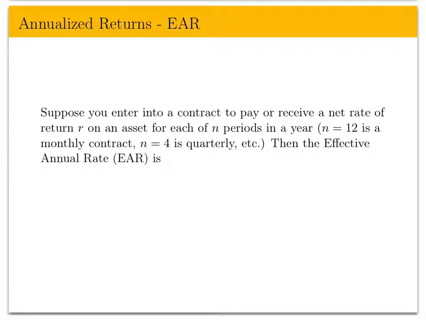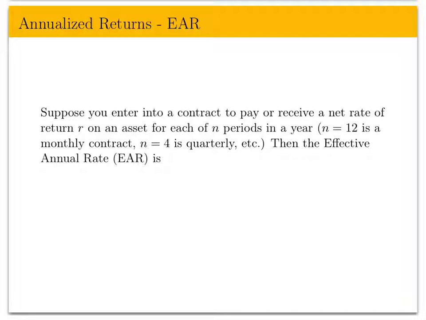Now let's talk about annualized returns. So suppose you enter into a contract to pay or receive, either way, a net rate of return r on an asset for each of n periods in a year. So now if n is equal to 12, that means you have a monthly contract. If n is equal to 4, you have a quarterly contract because you are going to pay or receive that rate of return 4 times a year. If n is equal to 2, you have a semi-annual contract.